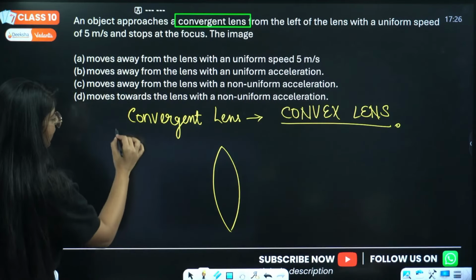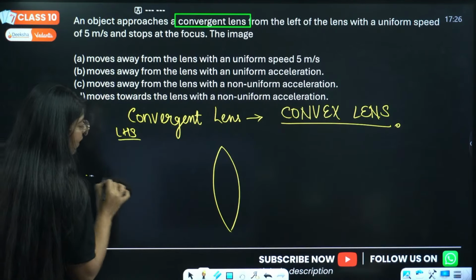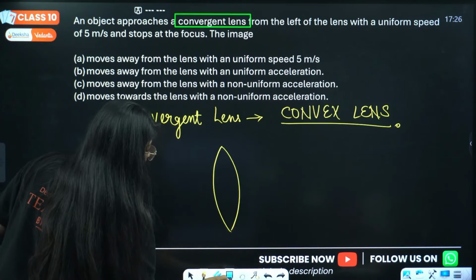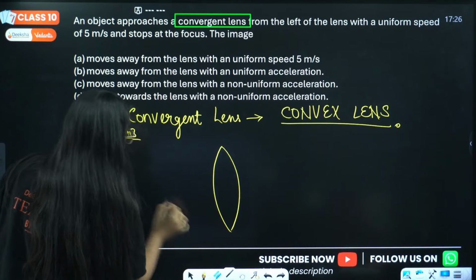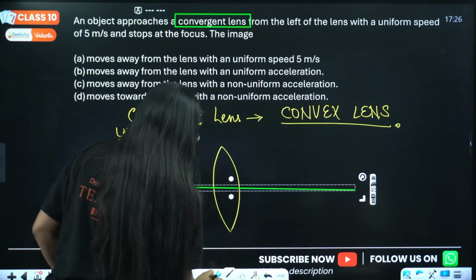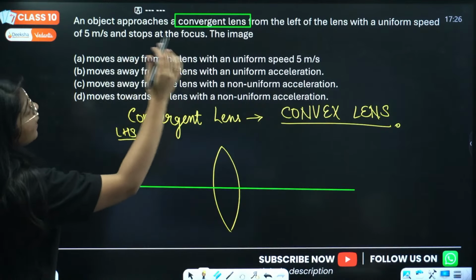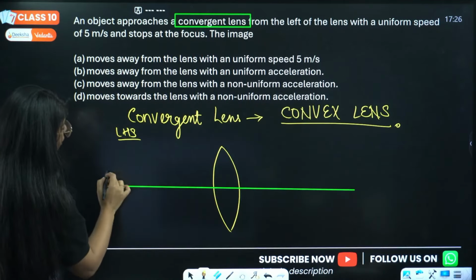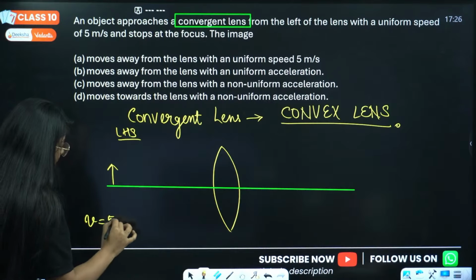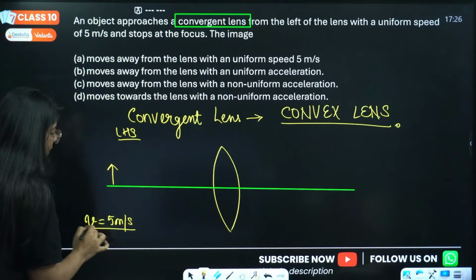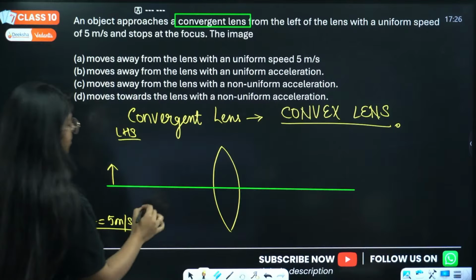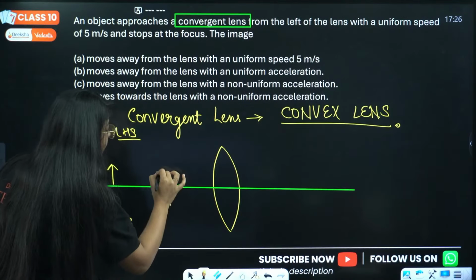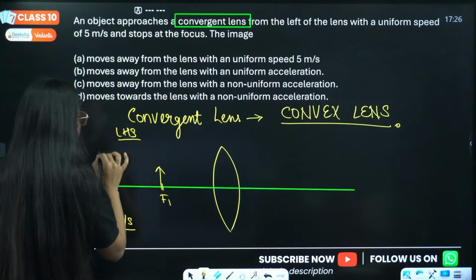From the left of the lens, this is the left hand side. The object is approaching towards the lens. So this is an object, moving towards the lens with a speed of 5 meter per second and stops at the focus. This is the focus, and it stops at this. This is the initial position of my object. This is the final position of my object.